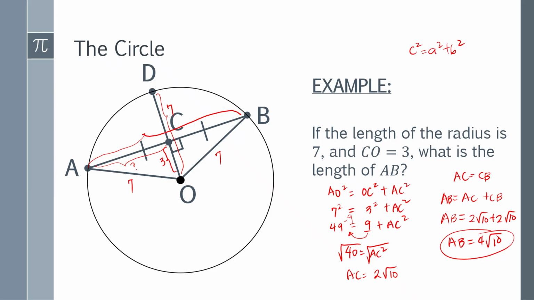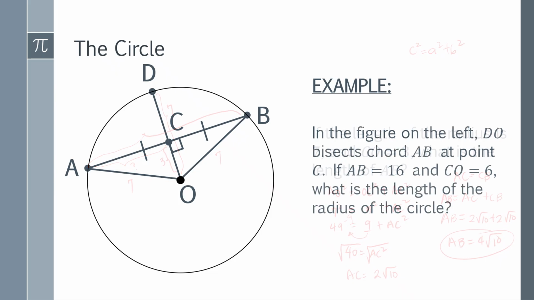Did you get it? So let's have another example. In the figure on the left, DO bisects chord AB at point C. If AB is 16 and CO is 6, what is the length of the radius of the circle? Pause this video and try it on your own. If you're ready, please resume this video.